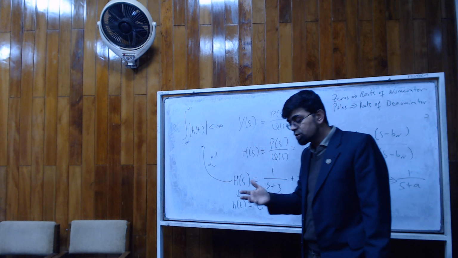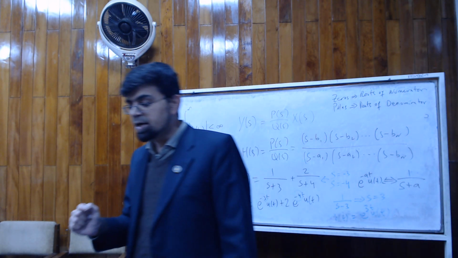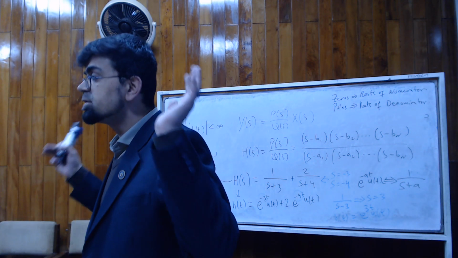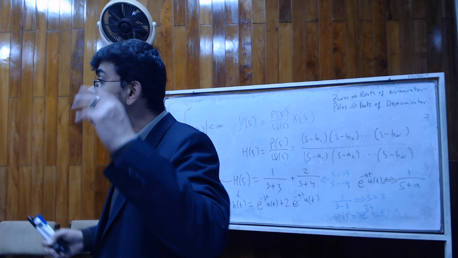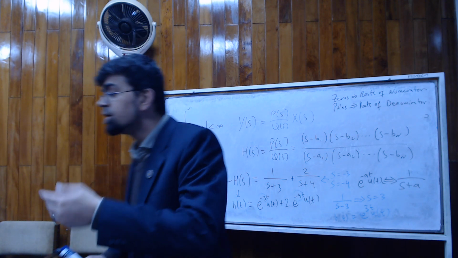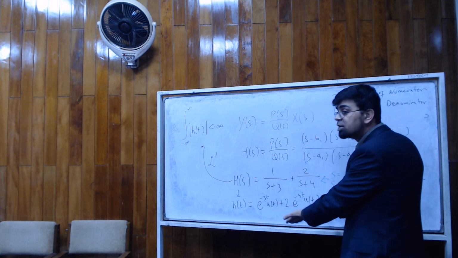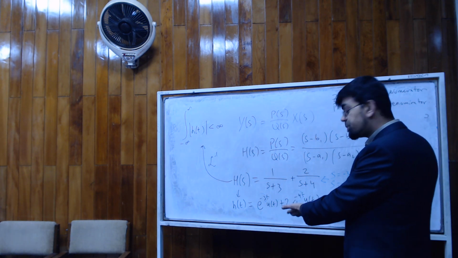Now from here on you will use in many courses that if the poles are in the left half plane, the system is stable. This is not something they made up. It comes from here. You can see it happening, right?